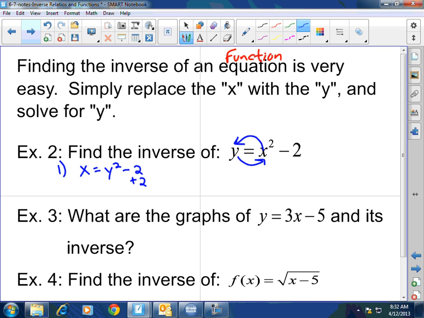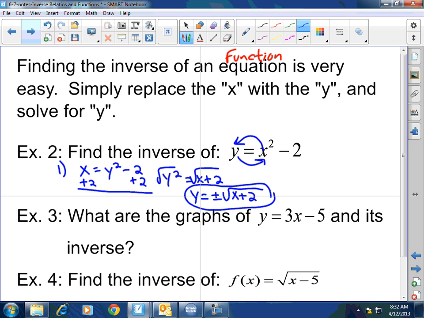Now, step 2, solve for y. So I'm going to add 2 to both sides. And I have y squared equals x plus 2. How do we solve for y here, gentlemen? Square root both sides. So y equals plus or minus square root of x plus 2. Why did I put the plus or minus? Because it was an equation. Whenever I have to use square root in an equation, it must be plus or minus, because I got to have a positive root or a negative root. Tell me that's not super easy.